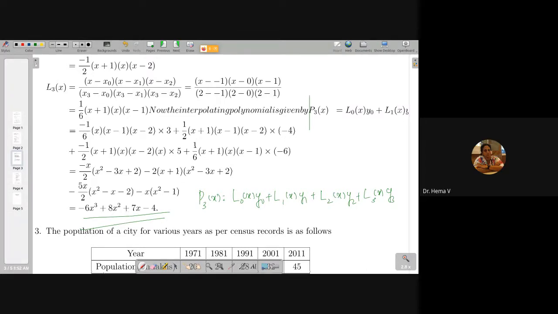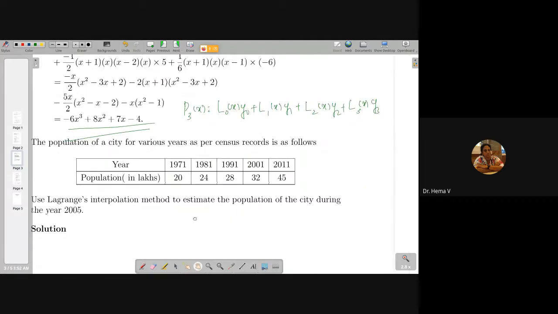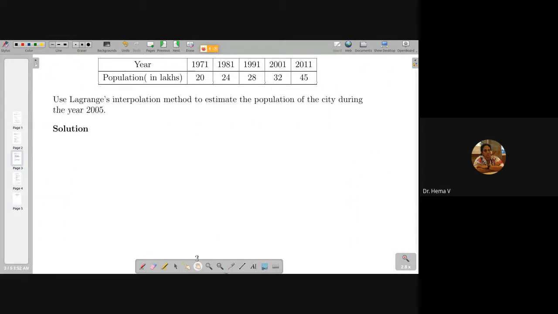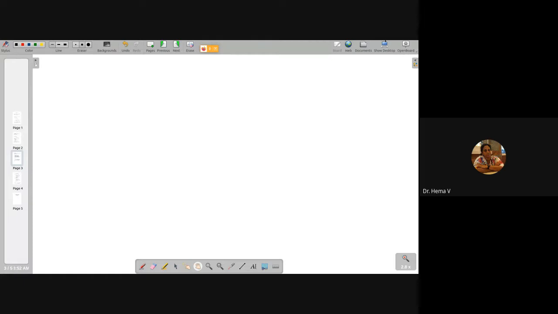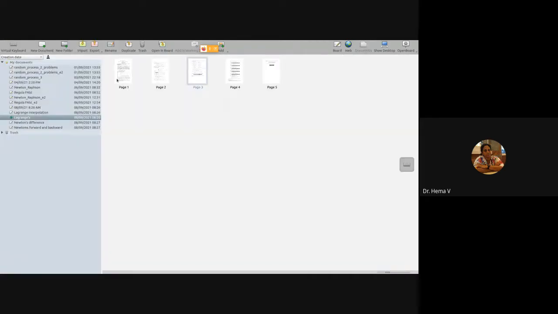Okay. I have shared the notes and I have given the problem. This is your note to share. You can go through that. Okay. So this is the Lagrange's interpolation method.